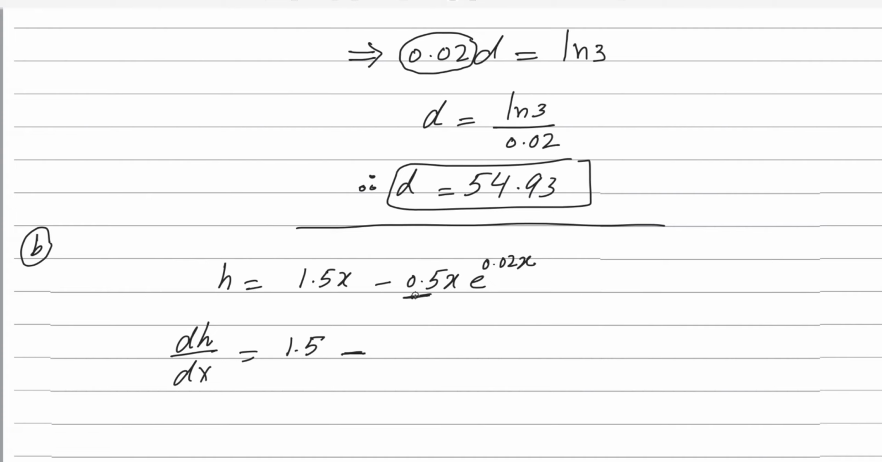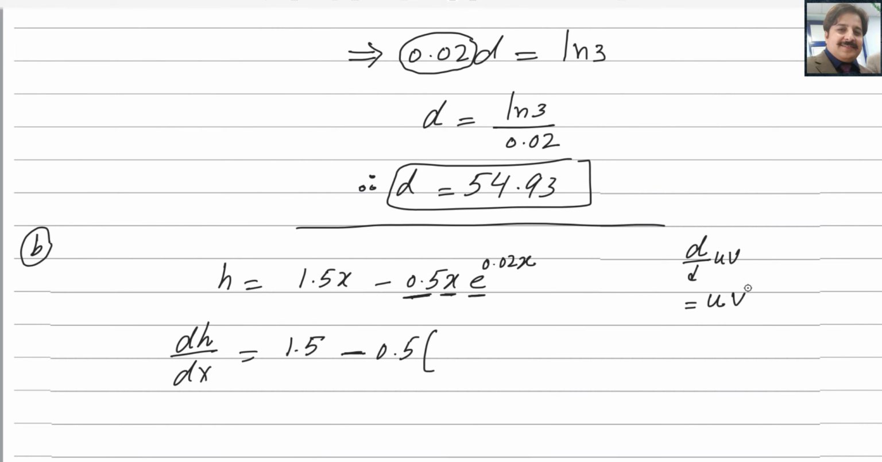You can keep this −0.5 outside of the bracket, and you can apply the product rule, the u times v form. Let me write the formula for you: the derivative of u times v is u times the derivative of v plus v times the derivative of u. That's it, it is the formula. Now this is u and this is v. Keep u as is, and take the derivative of e^(0.02x).